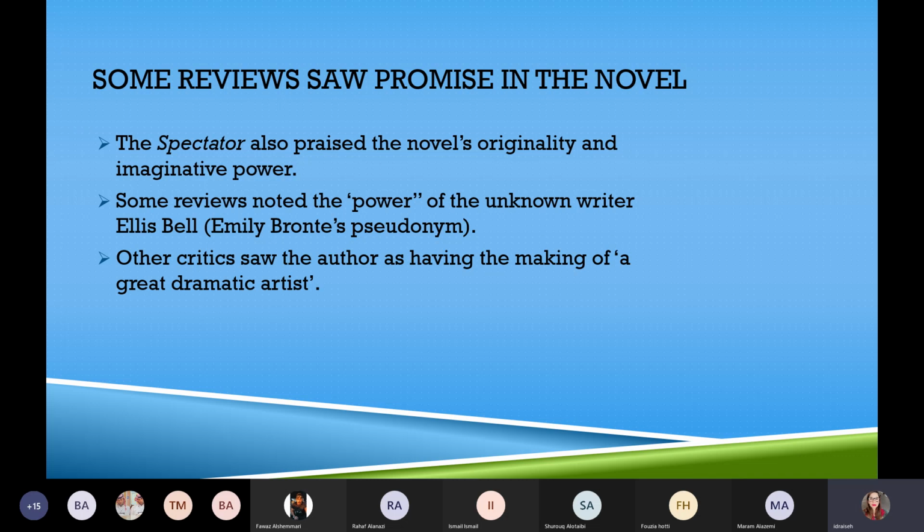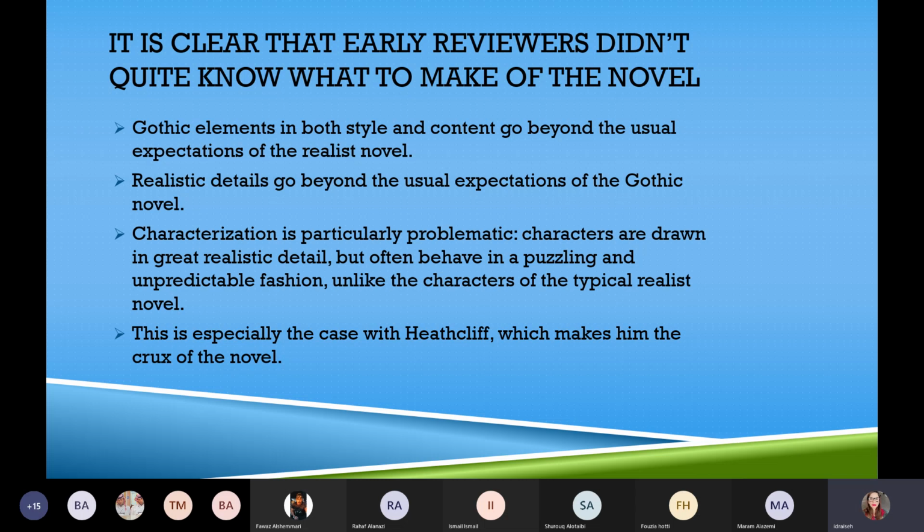Like I said, a lot of other reviews thought that the novel had actually some promise. One of the reviewers of the Spectator said that the novel was original and had a lot of imaginative power. They did not know, of course, who the author of the novel was, because Emily Bronte wrote under a pseudonym, and it was Alice Bell. Because I told you last time that women were not allowed to write and publish. So many of these women, we have a lot of Victorian female authors, and they all wrote under those pseudonyms at the time.